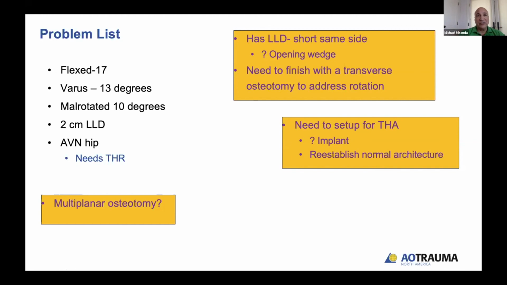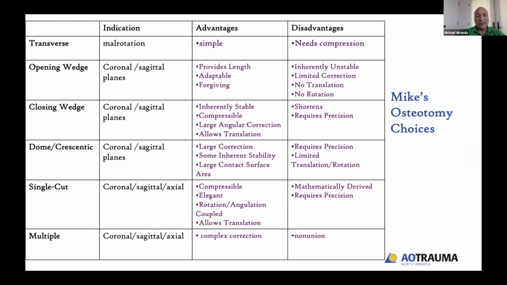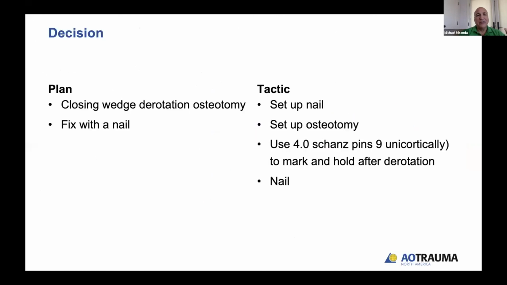Also, the nail assures that the ultimate architecture is going to be able to get an implant down across the osteotomy site and fix it with his total hip. And you can see here, going back and looking at my table is very helpful. So we're going to do a closing wedge osteotomy, derotation, and fix it with a nail.